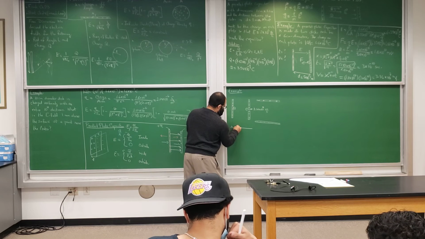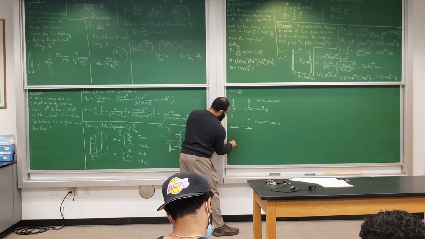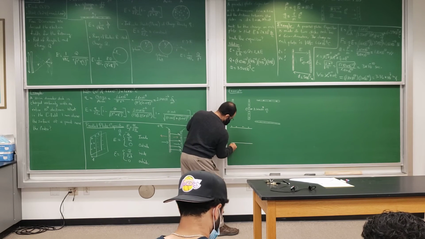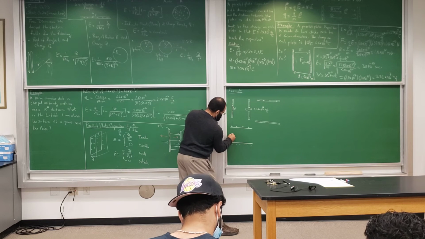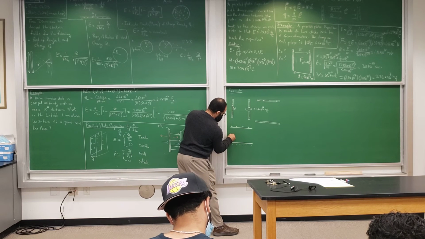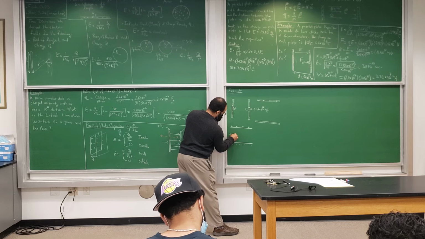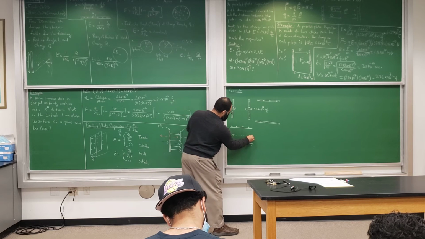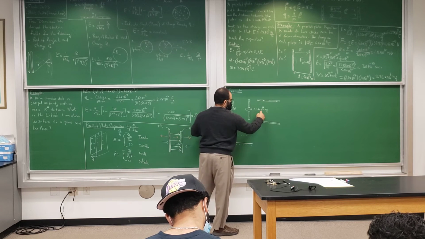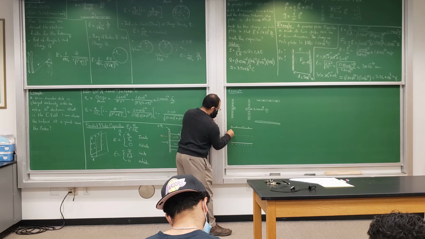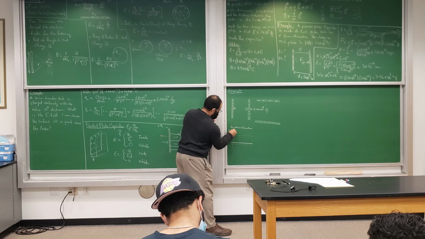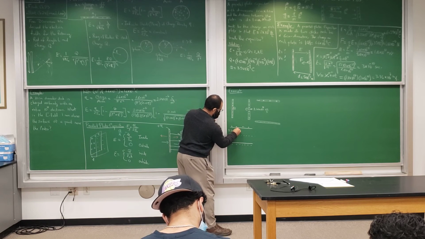So here is the plus, here is the minus, and here is my electron. My electron starts here, moving at the speed 3.36 times 10 to the 7th.